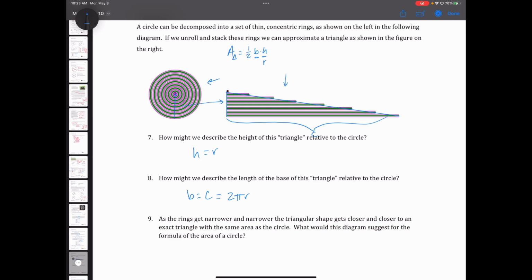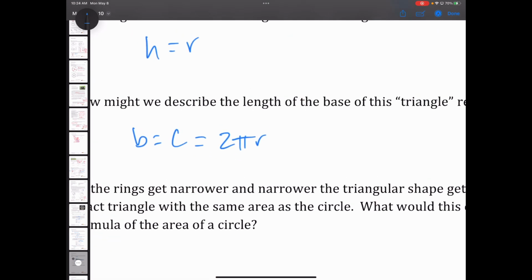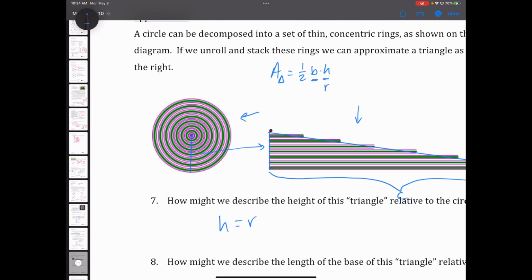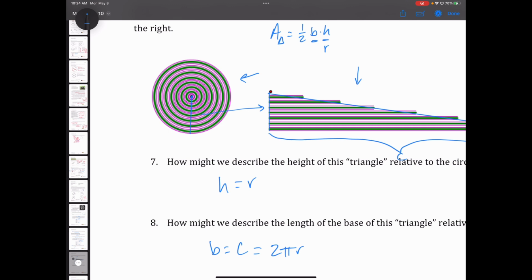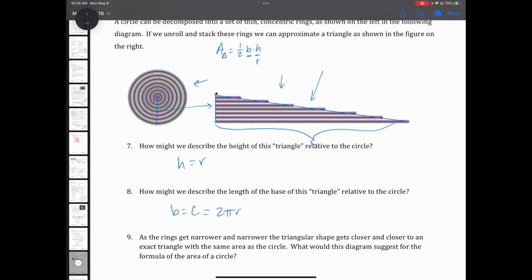So, there we've got a different way to represent the height and the base of this triangle. And as the rings get smaller and smaller, narrower and narrower, the triangular shape gets closer and closer to being an actual triangle. Now, if that's the case, what does that imply about the formula for the area of a circle relative to the area of a triangle? Like, how could I find the area of this triangle made from this circle?